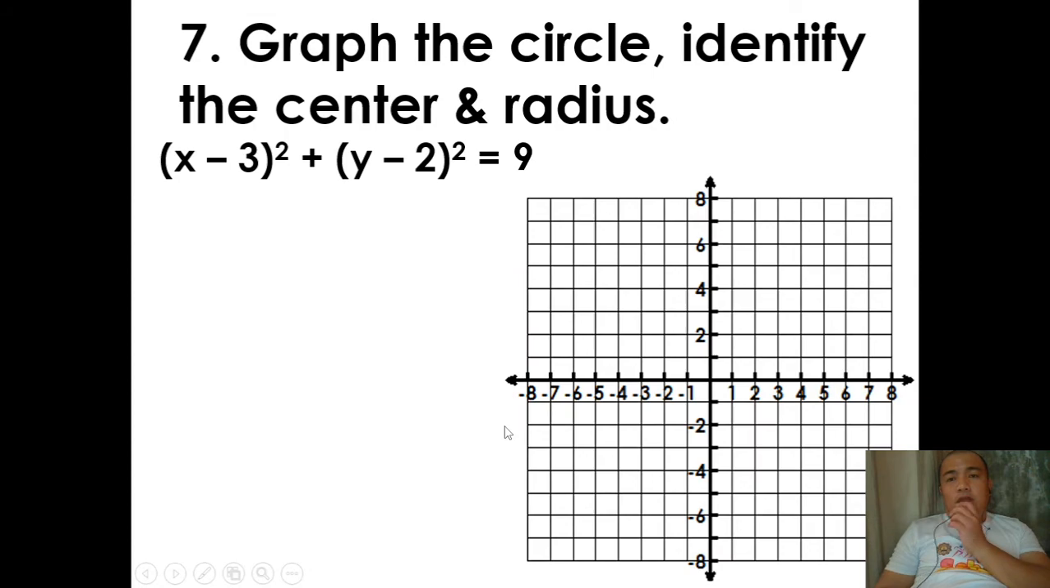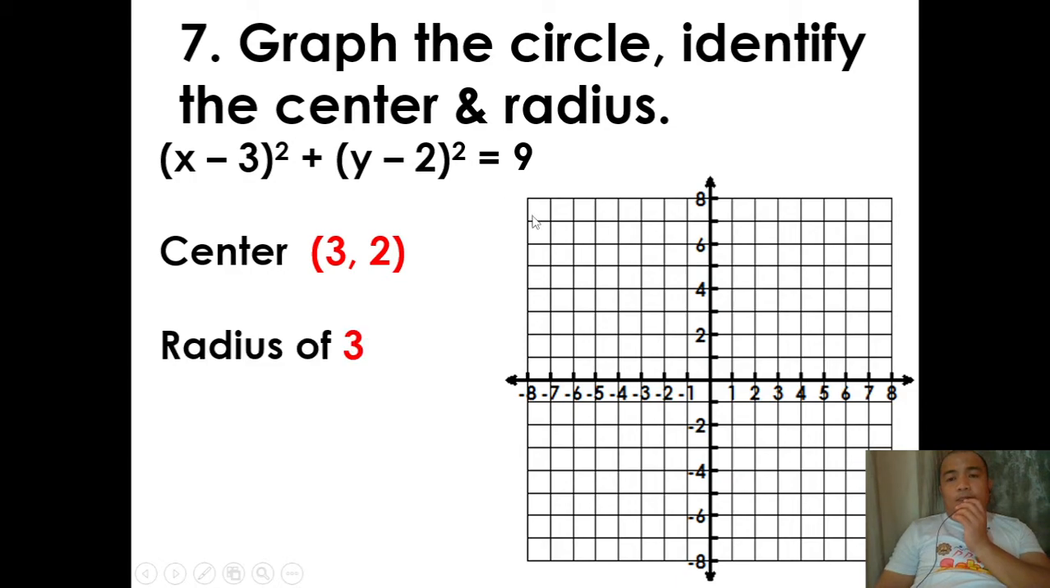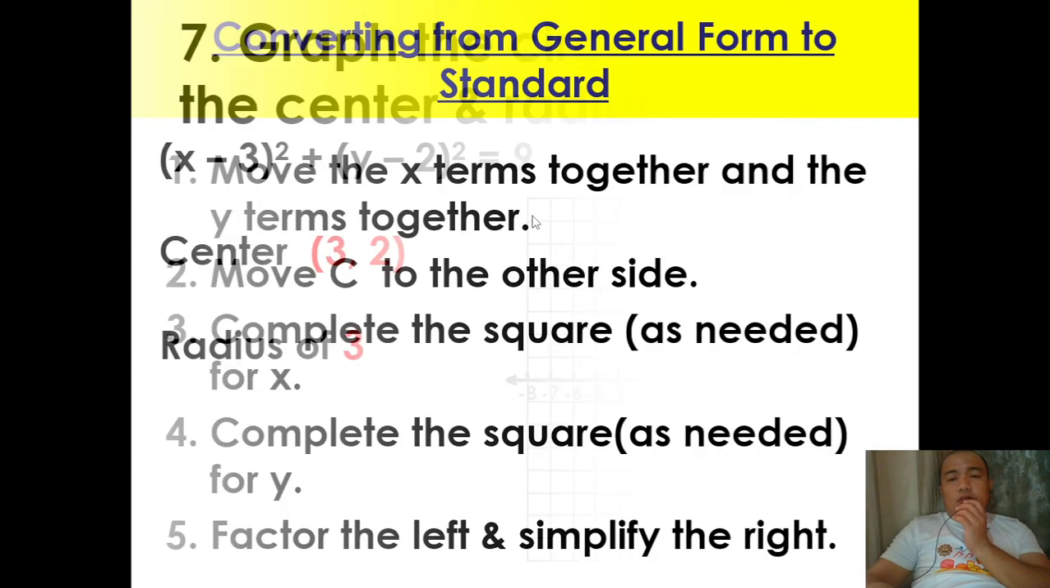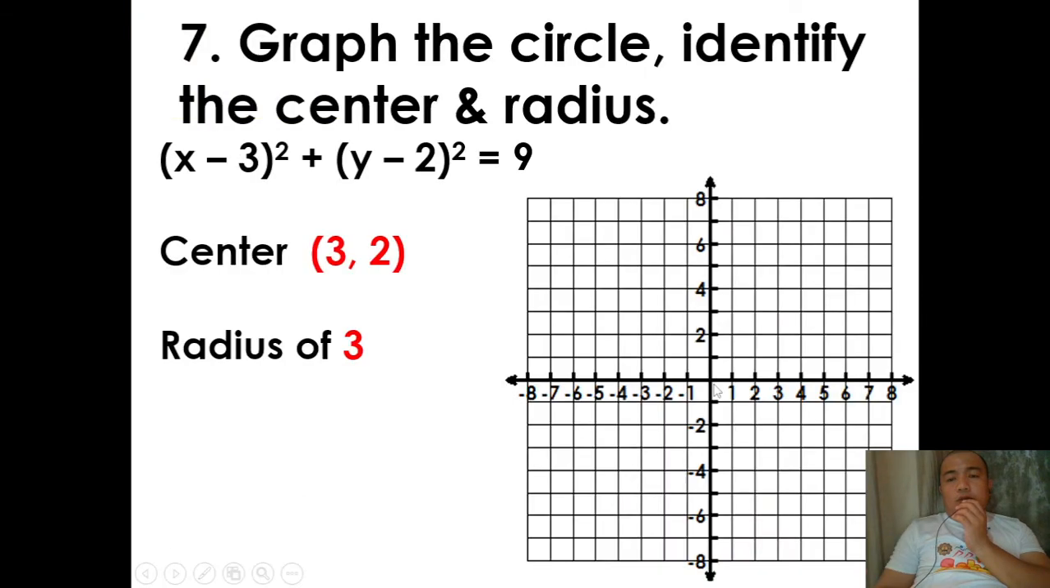Graph the circle. Identify the center and radius. x minus 3 quantity squared plus y minus 2 quantity squared equals 9. So, what's the center? 3, 2. Yes. Well, the radius is square root of 9, 3. So, kaya na mag-graph nito using your graphing paper and compass in drawing the circle.